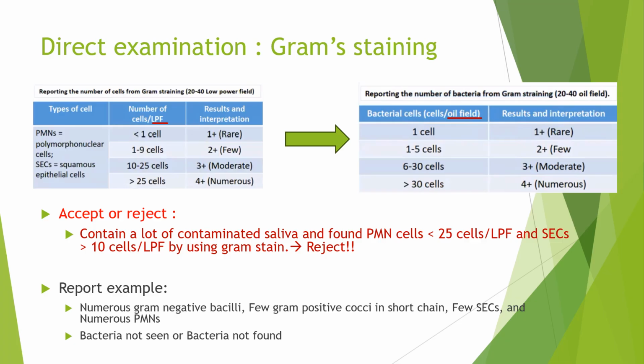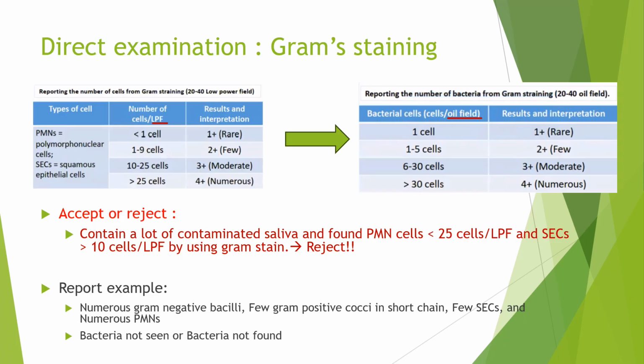And for bacterial cells, we observe in oil immersion field, which is 20 to 40 oil fields. If you observe one cell, you can report as rare. If you observe 1 to 5 cells, you can report as few. 6 to 30 cells, report as moderate. If you observe more than 30 cells, you can report as numerous.